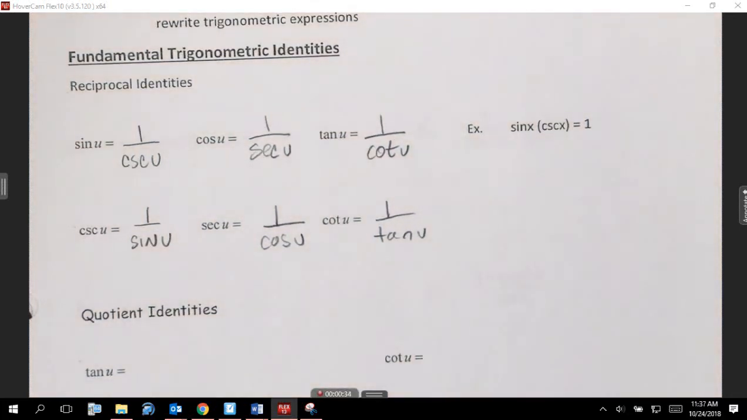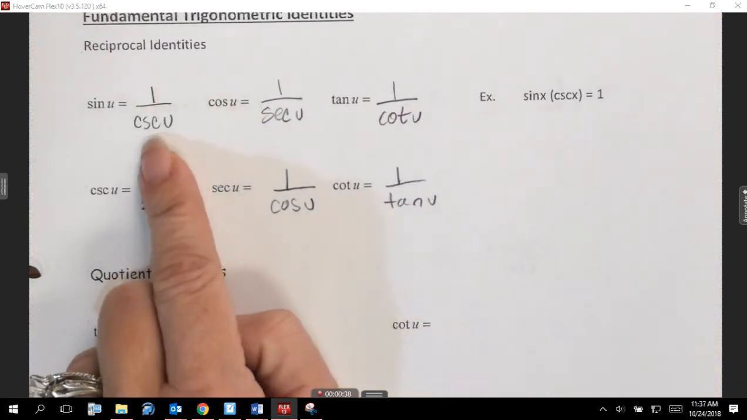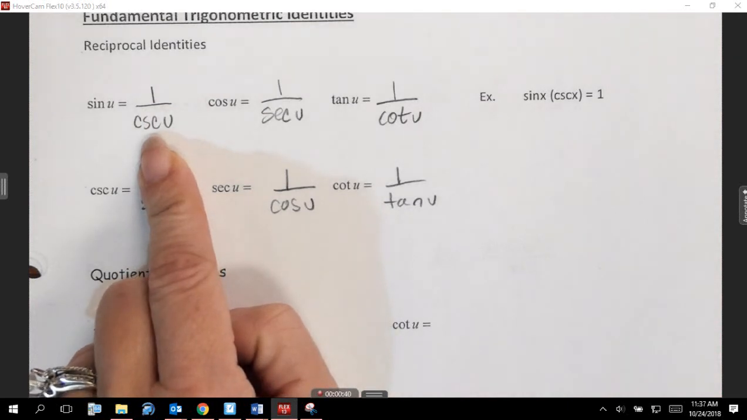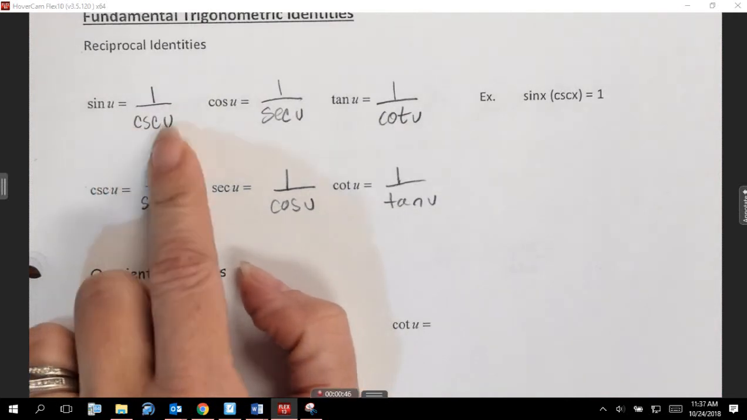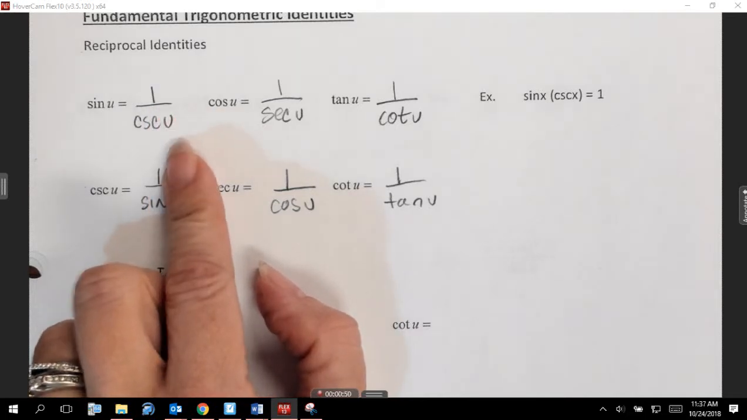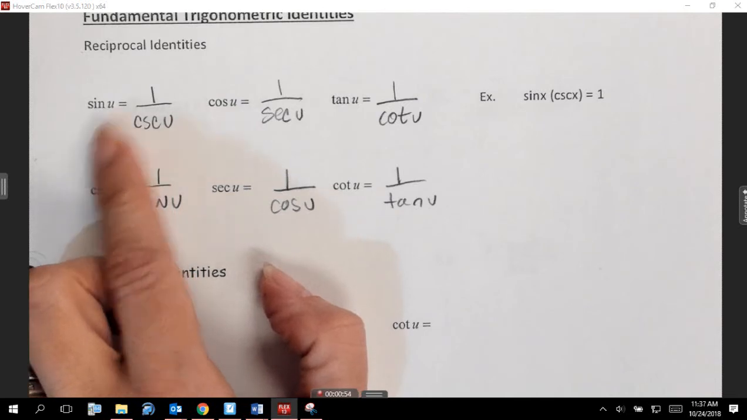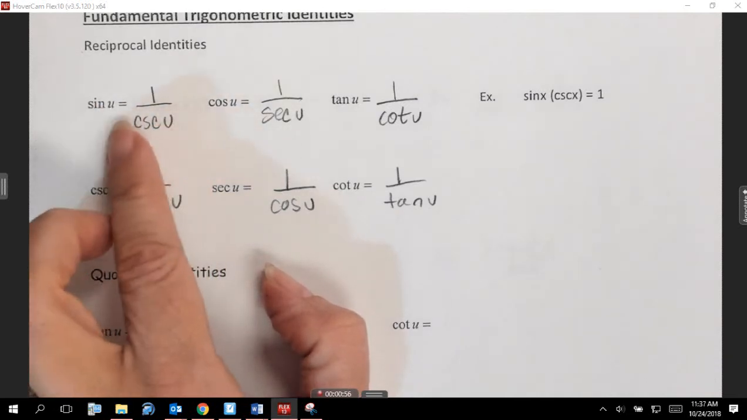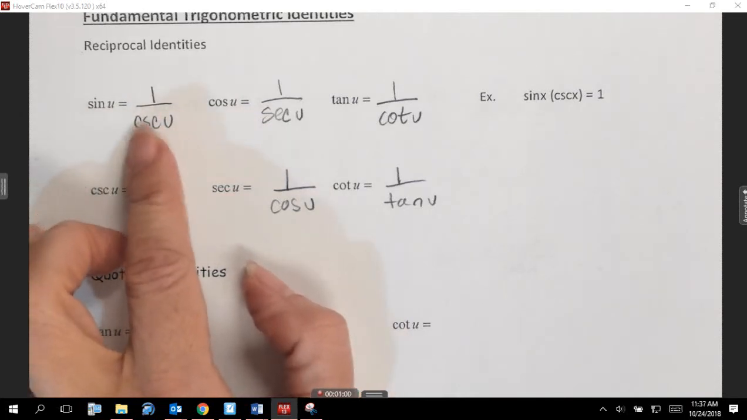So I would maybe use these if I saw in an expression something like 1 over secant u. What do you think is more simple, to have a fraction or not a fraction? Probably more simple to not have a fraction, so maybe I would substitute out 1 over cosecant u and make it sine u instead. Or maybe I do want a fraction for something else, so maybe I could substitute the other way. But these are totally equivalent, so in any expression or equation, we could substitute these for each other.